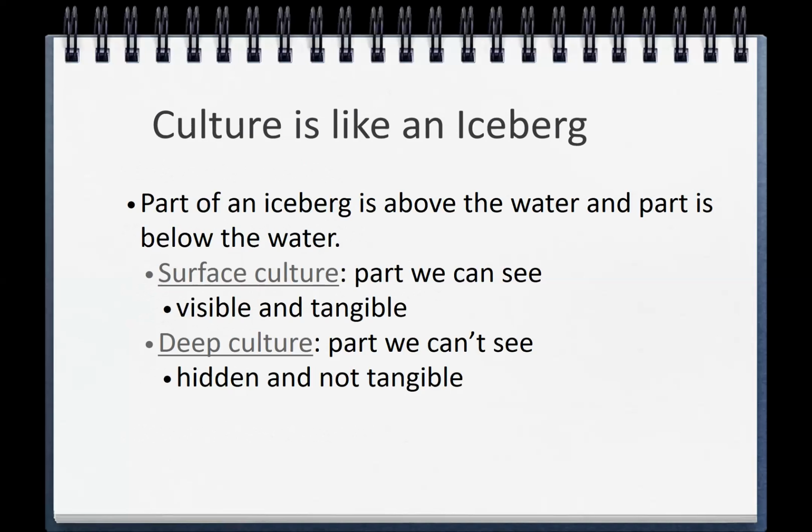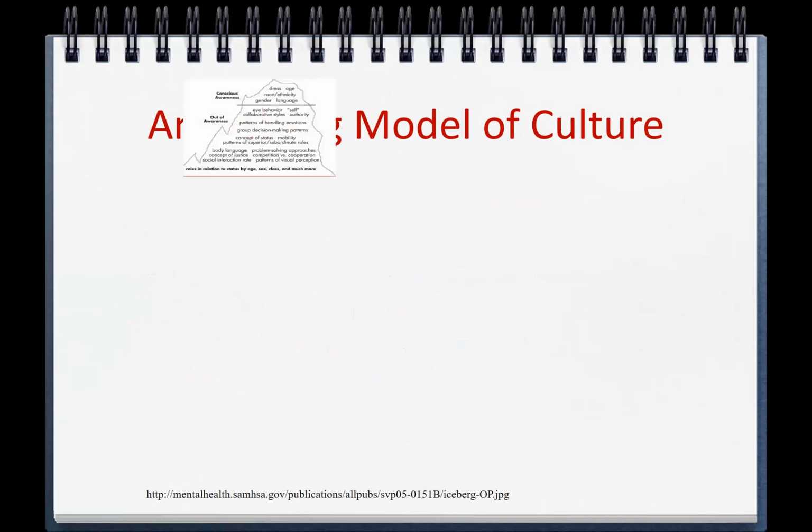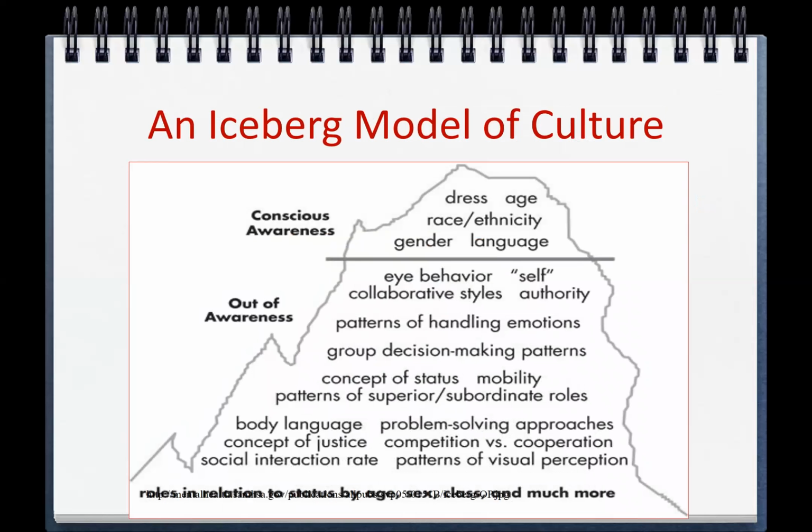So it's a really great metaphor to use when we talk about culture, because we think that we see this very large piece, and we think that when we see people, that's all of what the culture is. But there's so much more to a person's culture. There's a large part of the culture that we can't see, the part that's hidden to us, the part that's intangible to us. So this is what that iceberg model would actually look like.